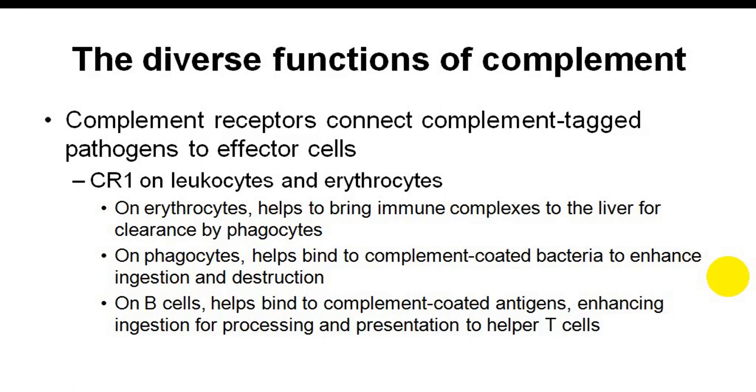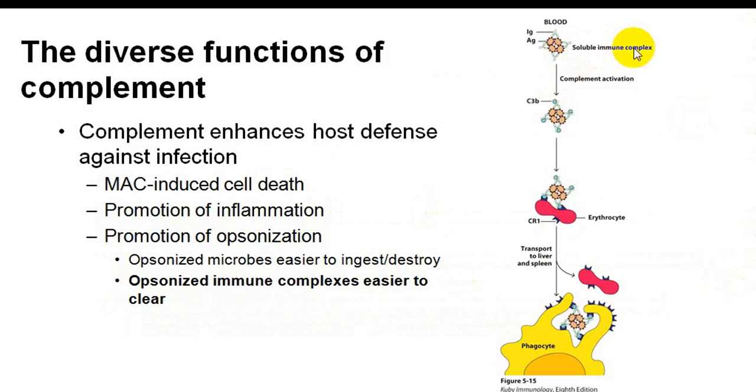This is the diagram. You have the blood, soluble immune complexes. This leads to complement activation. You have multiple auto-amplification of C3b. Lots of C3b gets deposited on the surface of the erythrocyte. You have complement receptor type 1, and these complexes are transported to the liver or the spleen, and it enhances the phagocytosis.